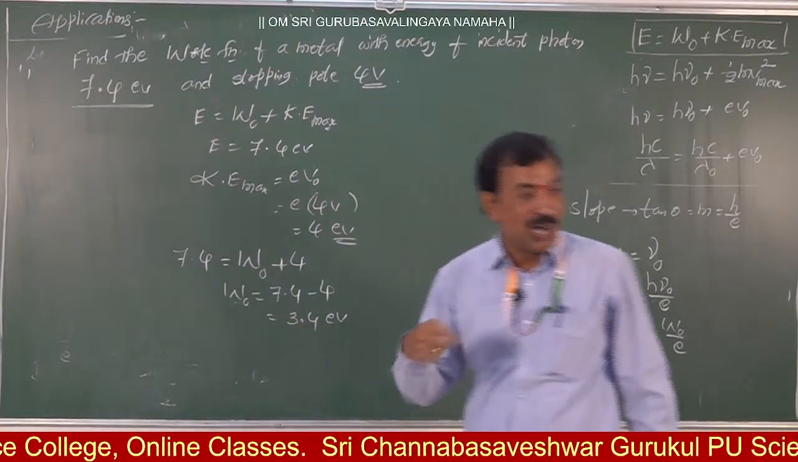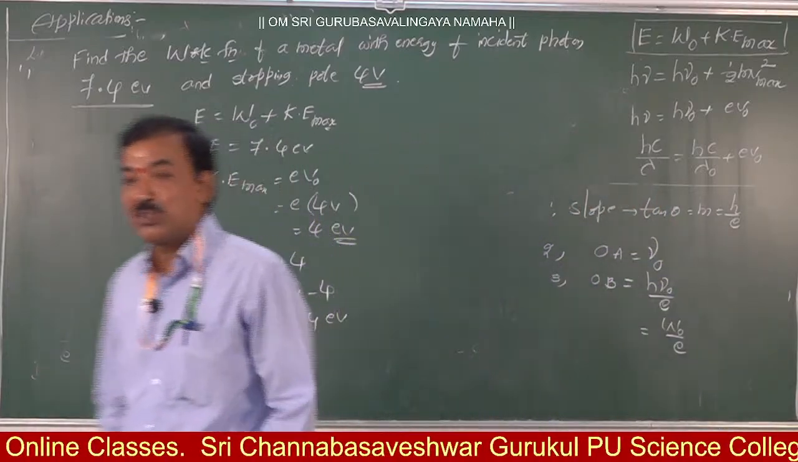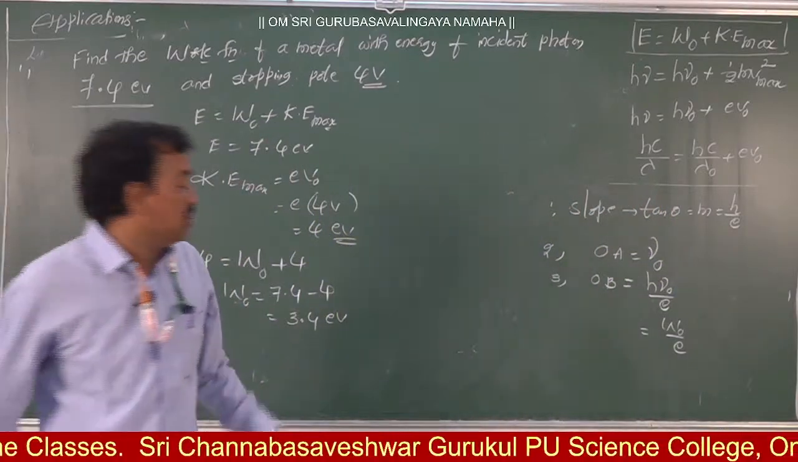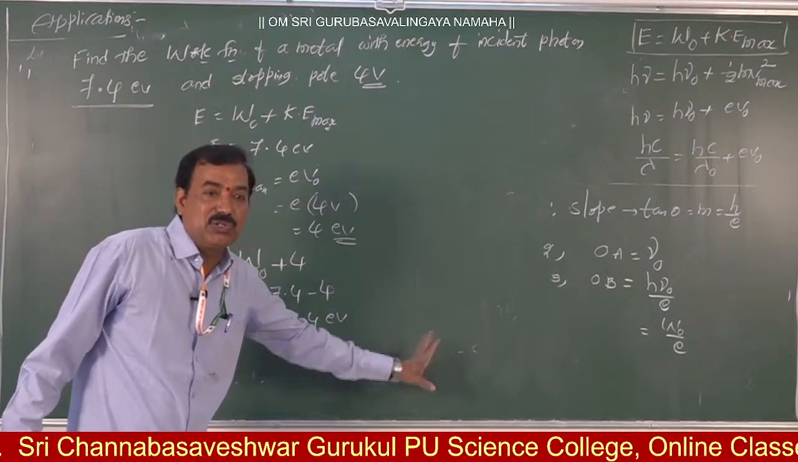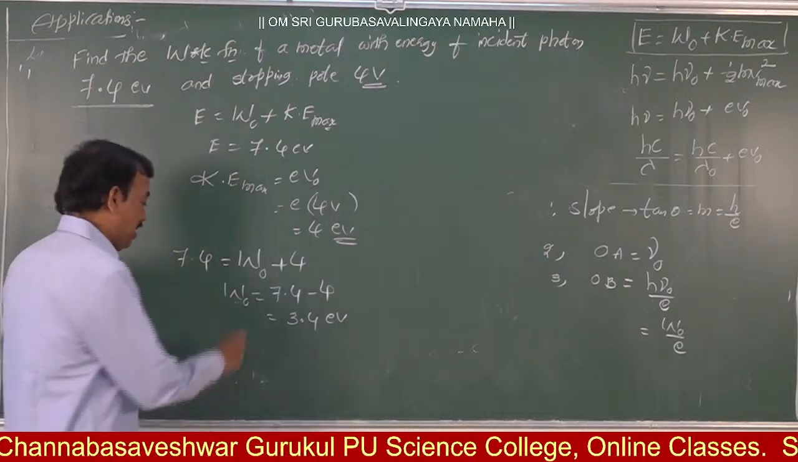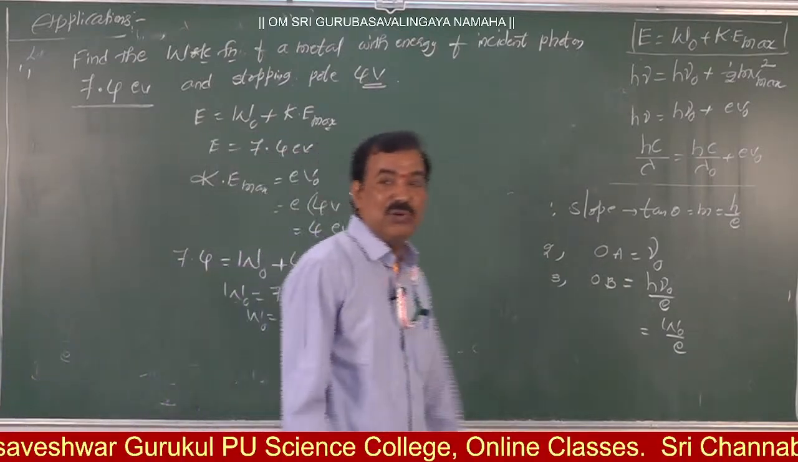Suppose electron volt is not given in the options and joules is given. Then how do you do it? It is 3.4 into joules, where 1 electron volt is equal to 1.6 into 10 power minus 19 joules. Please note this value. So W naught is equal to 3.4 electron volt.